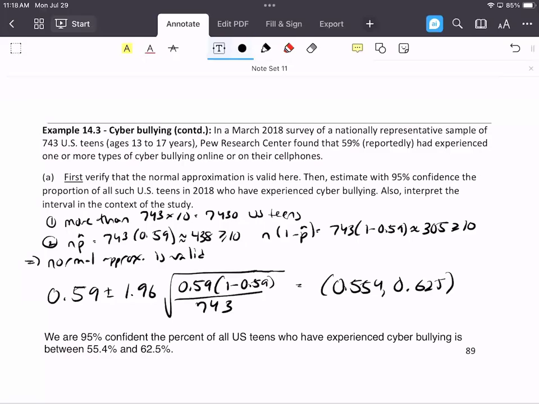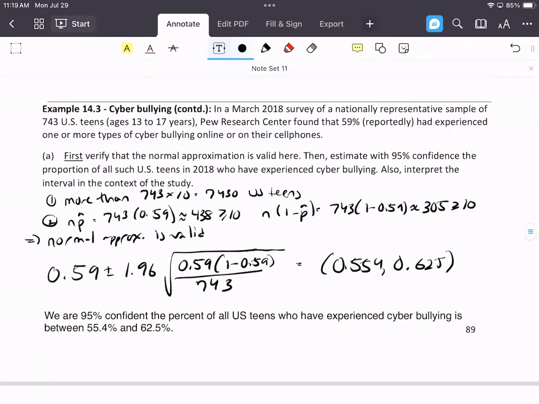So here we are back at the cyberbullying example. It's continued. Please take a moment and check your work and make sure that you ended up with the same values I did and the same conclusion, same interpretation.